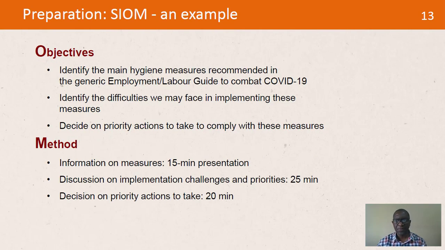The objectives. Identify the main hygiene measures recommended in the generic employment or labor guide to combat COVID-19. Identify the difficulties we may face in implementing these measures. Decide on priority actions to take to comply with these measures. Method: information on measures, a 15-minute presentation. Discussion on implementation challenges and priorities, 25 minutes allocated. Decision on priority actions to take, 20 minutes.